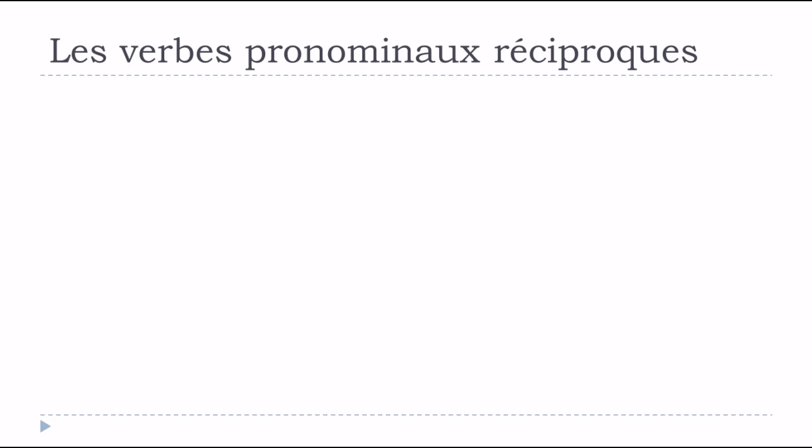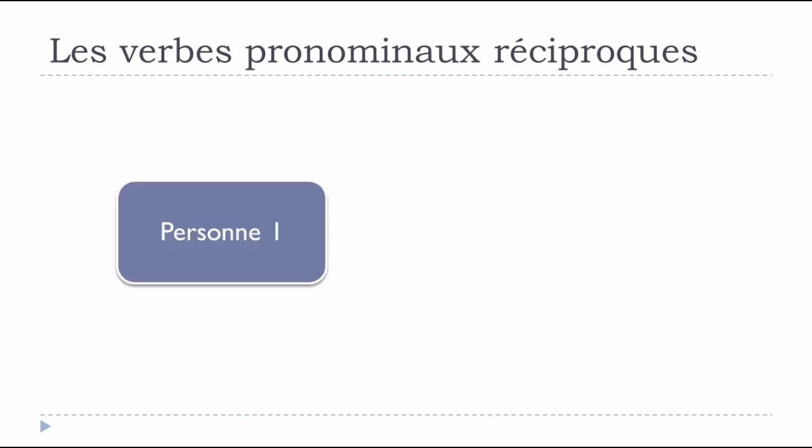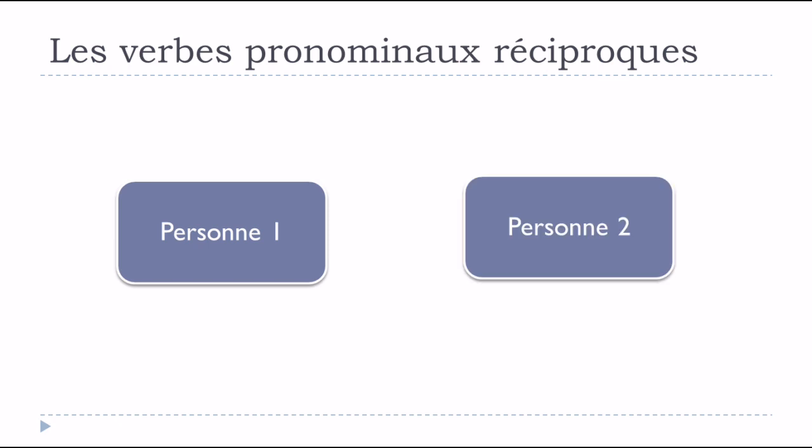And well, the good question that we could ask is, what are les verbes pronominaux réciproques? So let's see. The first thing that you should keep in mind is that you will need two persons. So la personne numéro un and then la personne numéro deux. Okay, and the concept is that la personne numéro un will do something that will affect la personne numéro deux, and la personne numéro deux will do something that will affect la personne numéro un.